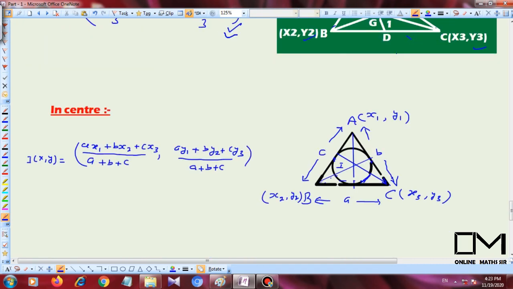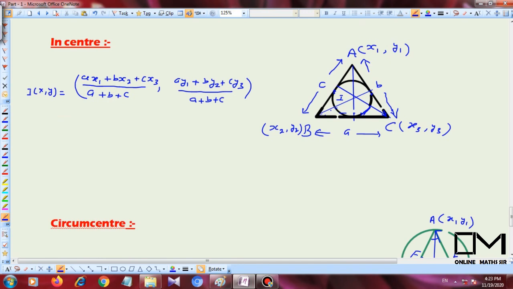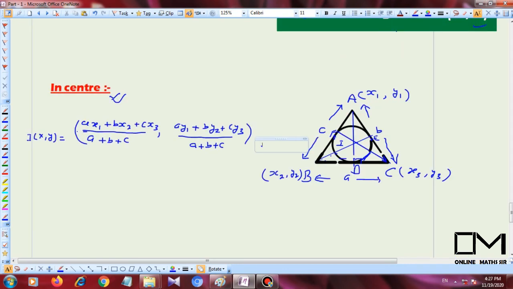Now incenter. Suppose there are three points A, B, C. The coordinates of A are (x1, y1), coordinates of B are (x2, y2) and coordinates of C are (x3, y3). These points are non-collinear and lie in a 2D plane. We want to find the incenter.